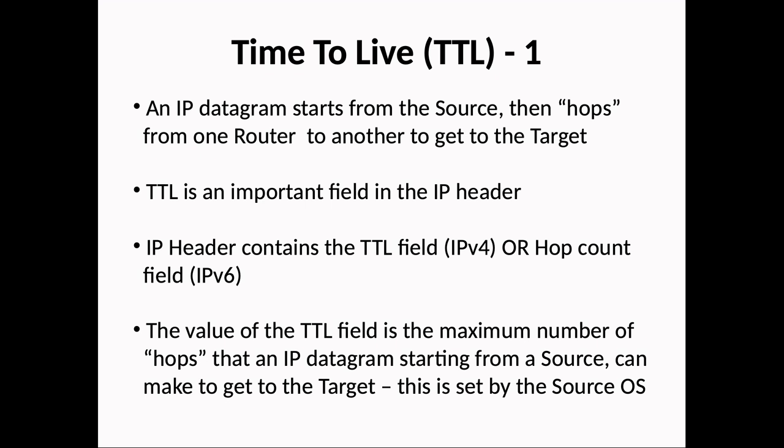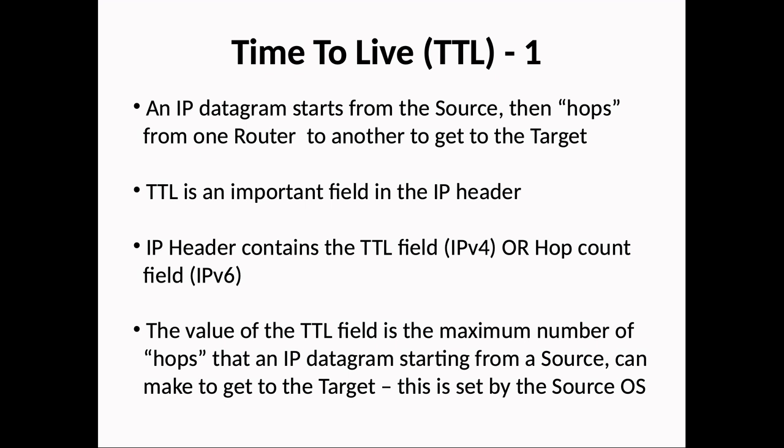An IP datagram consists of the IP header and the payload. The TTL field is found inside the IP header. If it's IPv4, then it's just called TTL. If it is IPv6, then it is called the hop count field. Two different terms, but ultimately the concept is the same.